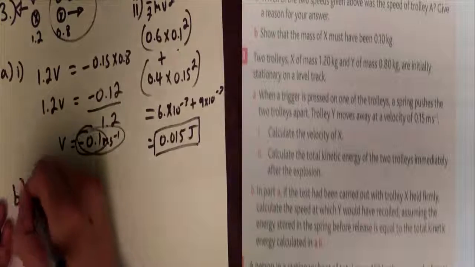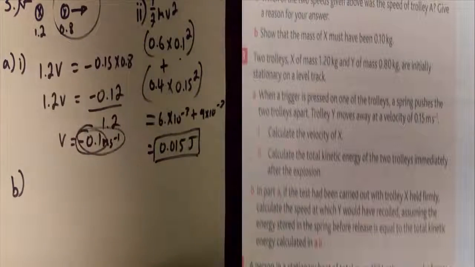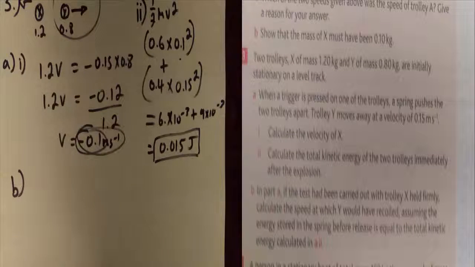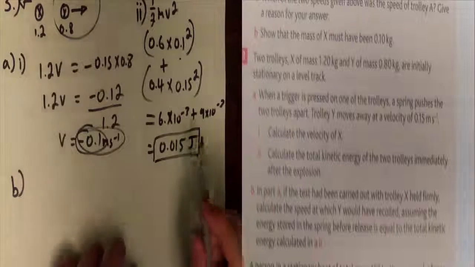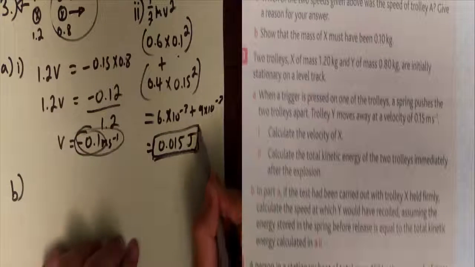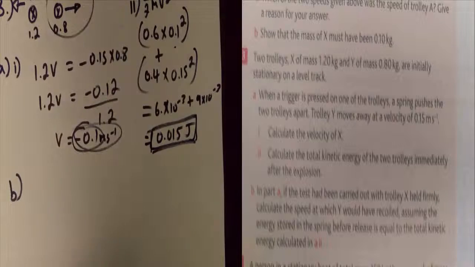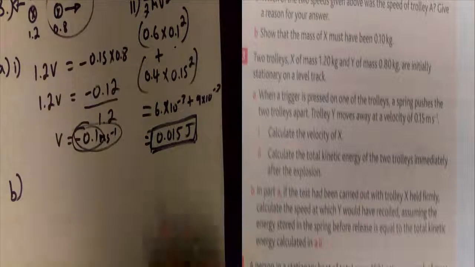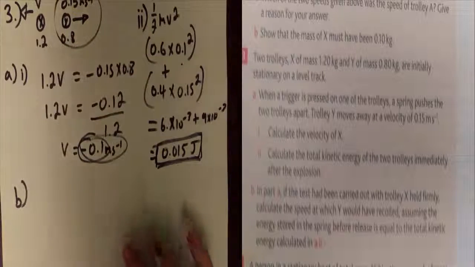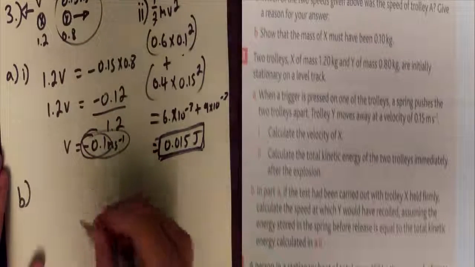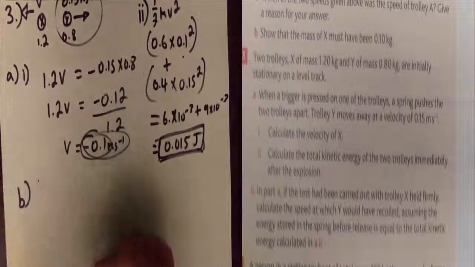Now, in part B, it says, in part A, if the test had been carried out with trolley X held firmly, calculate the speed at which Y would have recoiled, assuming the energy stored in the spring before release is equal to the total kinetic energy calculated in part AII. Now, this is our kinetic energy, which makes this a little bit easier. So what we're trying to find is the speed of Y if X didn't move at all.